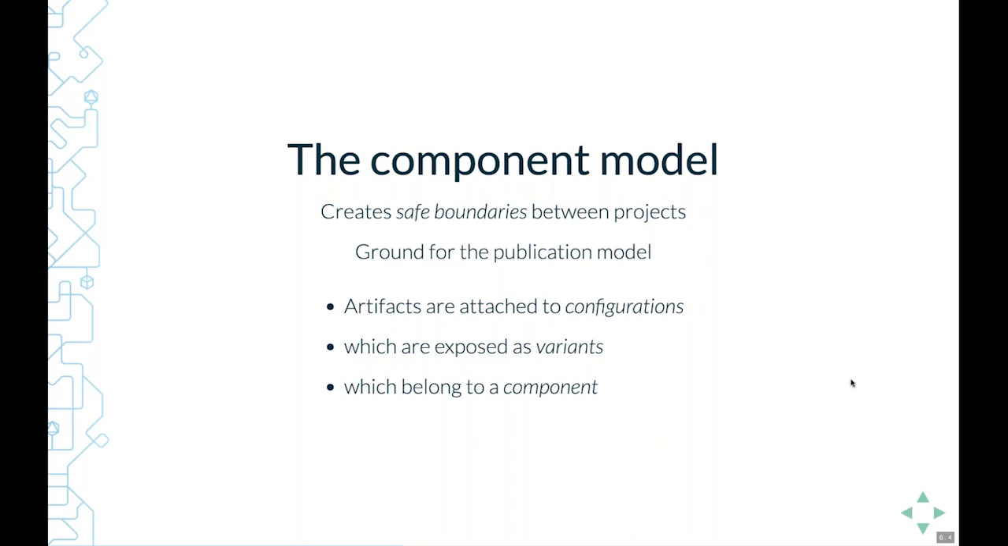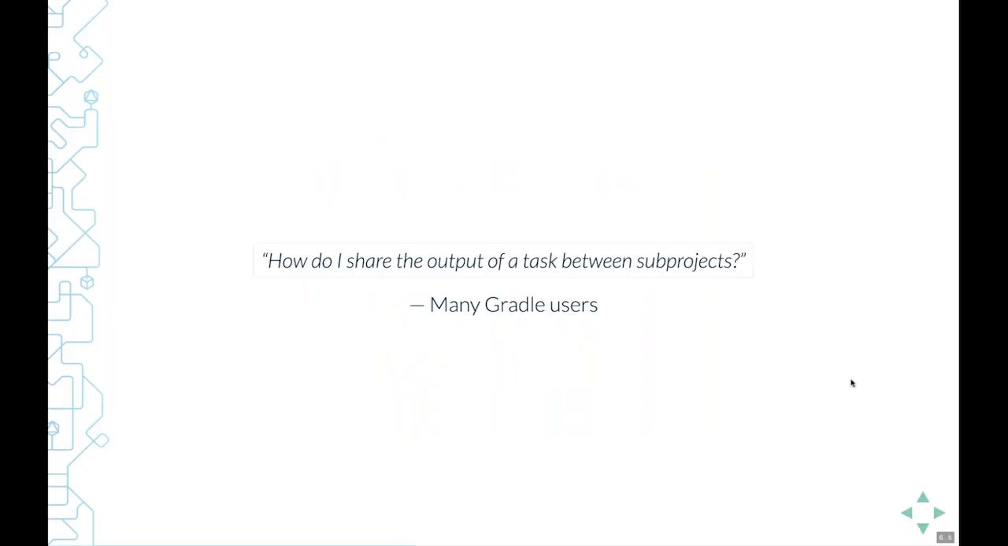But what is extremely interesting is that the artifacts that we have are actually bound to this concept of variant. So we have a variant that provides a number of artifacts and a number of dependencies. And those all belong to a single component. And the consequence, and one of the interesting aspects of this, is that we can answer simply a question that is often asked: how do I share the output of a sub-project task to a different sub-project? This is a question really frequently asked in Gradle.